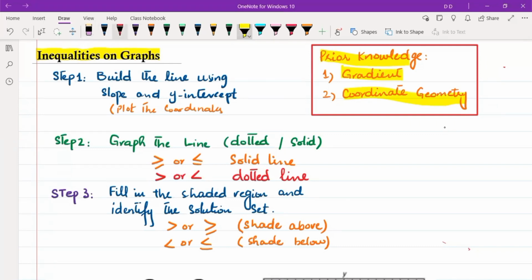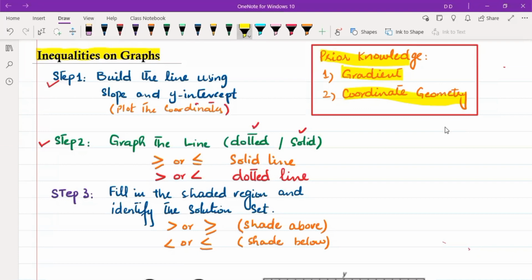So how can we plot inequalities on graph? There are a few steps. Step number 1 says plot the coordinates, or you can say build the line. Step number 2 says graph the line using dotted or solid line.